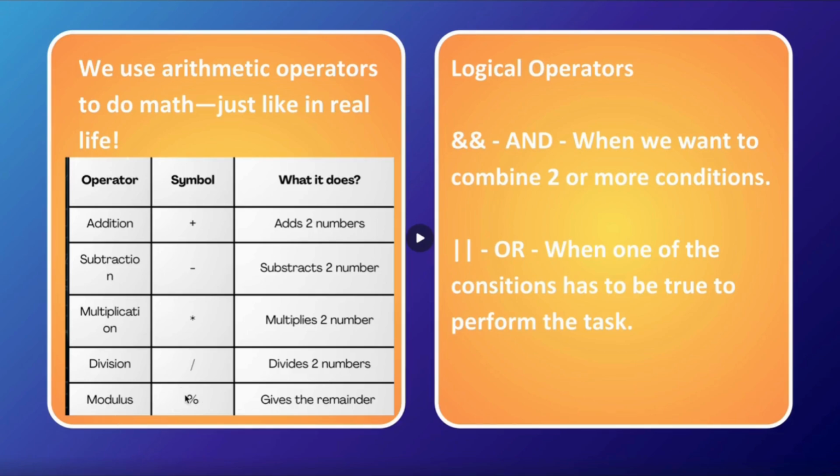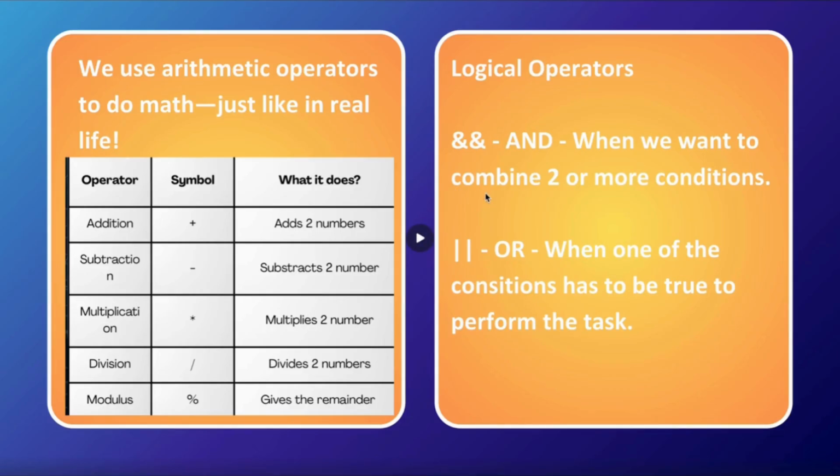Now, the modulus is like if I say 3 modulus 2. When I divide 3 by 2, what is the remainder? It's 1. So if I write 3 percentage 2, then it will give me the result of 1, which is the remainder. So these are all the arithmetic operators. We will be using the addition and subtraction in our fading LED project. Let's move on to logical operators.